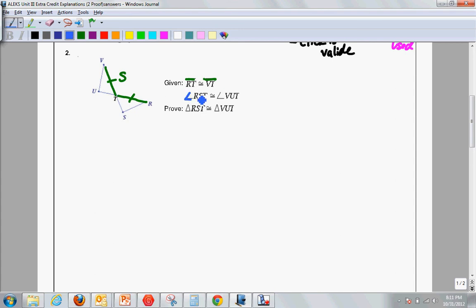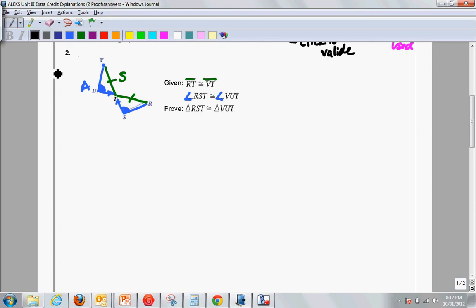Then we're given angle RST. Make sure you follow that order. RST, that's this angle here, is congruent to VUT. V, go to U, go to T, and that's this angle right here. So it's a pair of angles. We're going to put an A here. So far we have a pair of sides and we have a pair of angles.